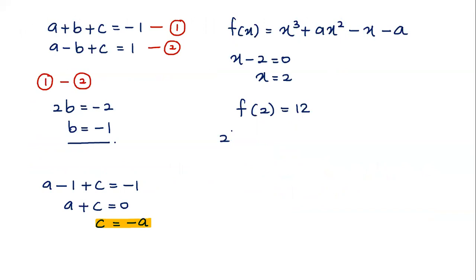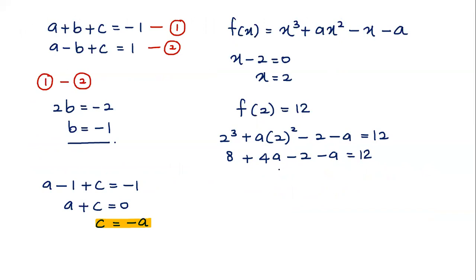So I'm going to get 2 cubed plus a times 2 squared minus 2 minus a equals 12. Got it? So this one is 8 plus 4a minus 2 minus a equals 12. So here I have 3a plus 6 equals 12. 3a equals 6. a equals 2. Done.